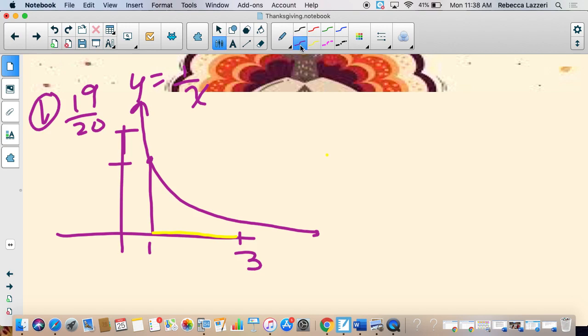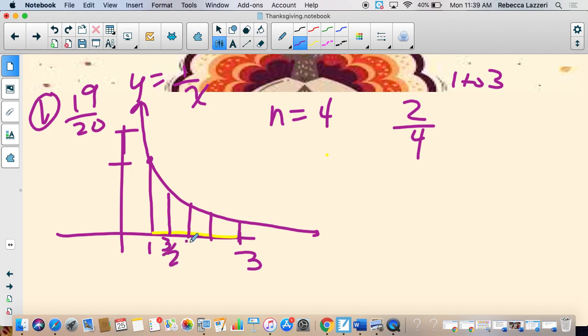You're going to need all of your, I don't know why I call them sticks, okay? You're going to divide it up into 4 equal parts. I'm going 2 units from 1 to 3. And so I went 2 units divided into 4 equal parts. So they're each half a unit wide. So this is 1 1/2, 2, 2.5, 3.